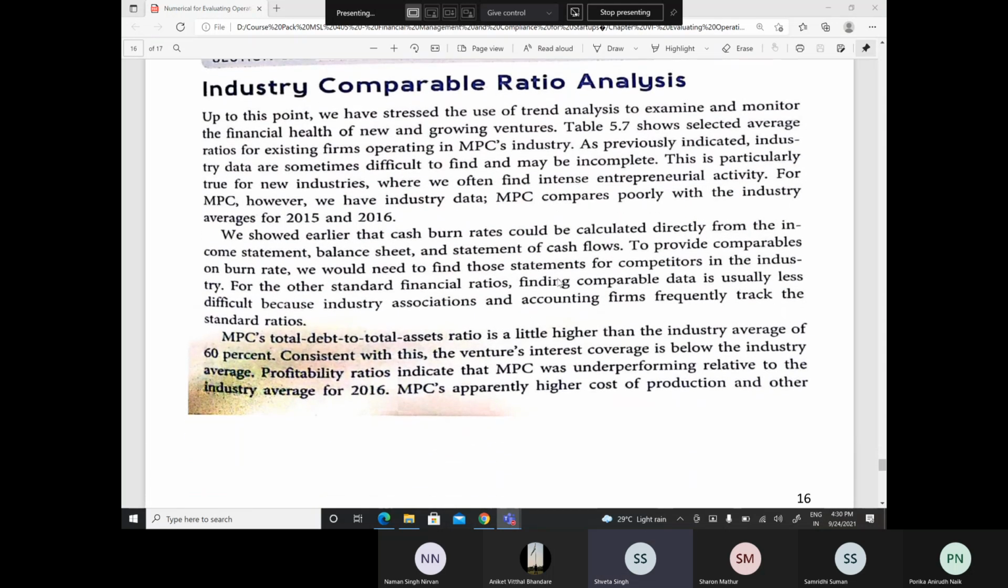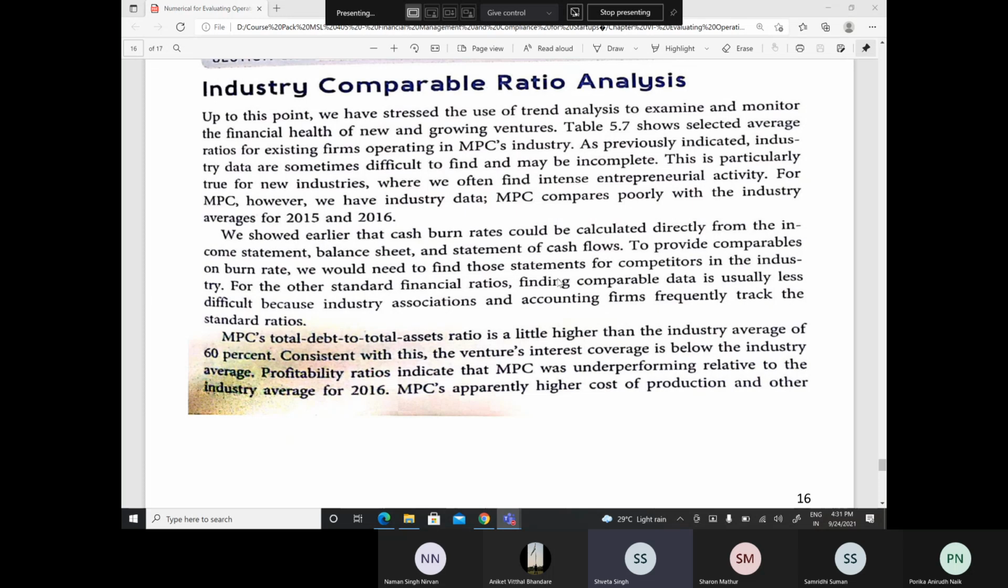Then we have industry comparable ratio analysis. Up to this point, we have stressed the use of trend analysis to examine and monitor the financial health of a new and growing venture. Table 5.7 shows selected average ratios for existing firms operating in MPC's industry. As previously indicated, industry data are sometimes difficult to find and may be incomplete. This is particularly true for new industries where we often find intense entrepreneurial activity. For MPC, however, we have industry data. MPC compares poorly with the industry averages for 2015 and 2016.